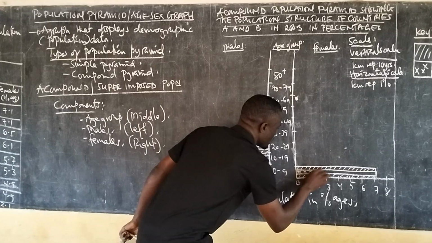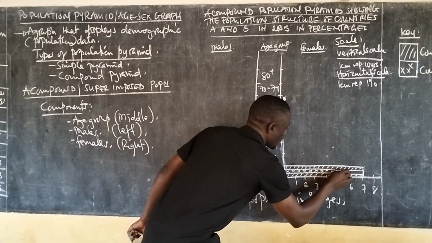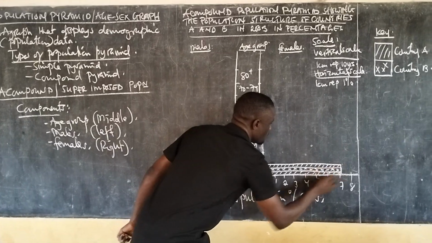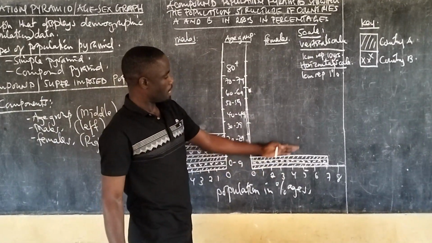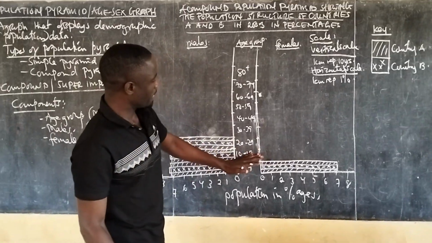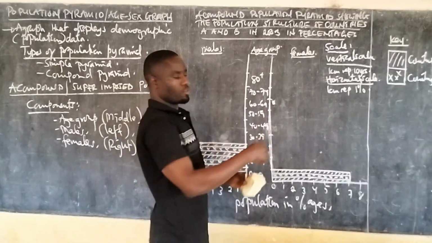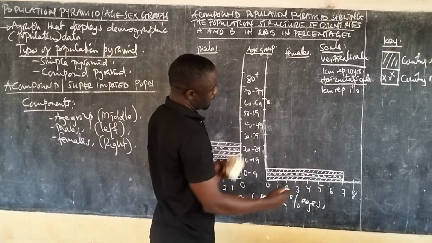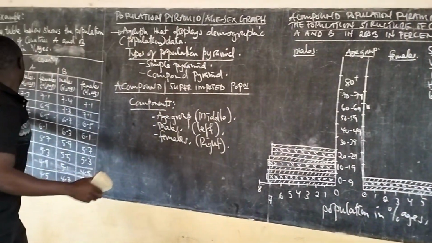We are comparing. You can use colors, and be very careful as you are using these colors, such that you don't overshadow another data. So make it clear. Don't shade and you find that you cannot find the difference between these two. So we are still proceeding.